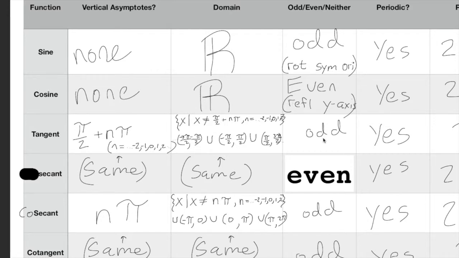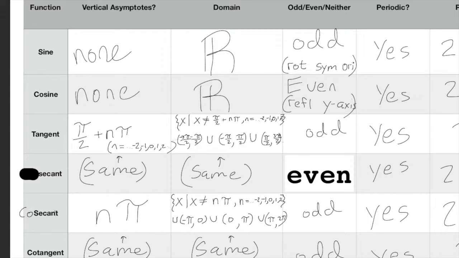Tangent is odd. Just like the sine function, you can rotate the tangent function about the origin and get an exact copy. The secant function is very much like the cosine function because secant and cosine are reciprocals. So cosine is even, so secant is even. You can reflect it about the y-axis.